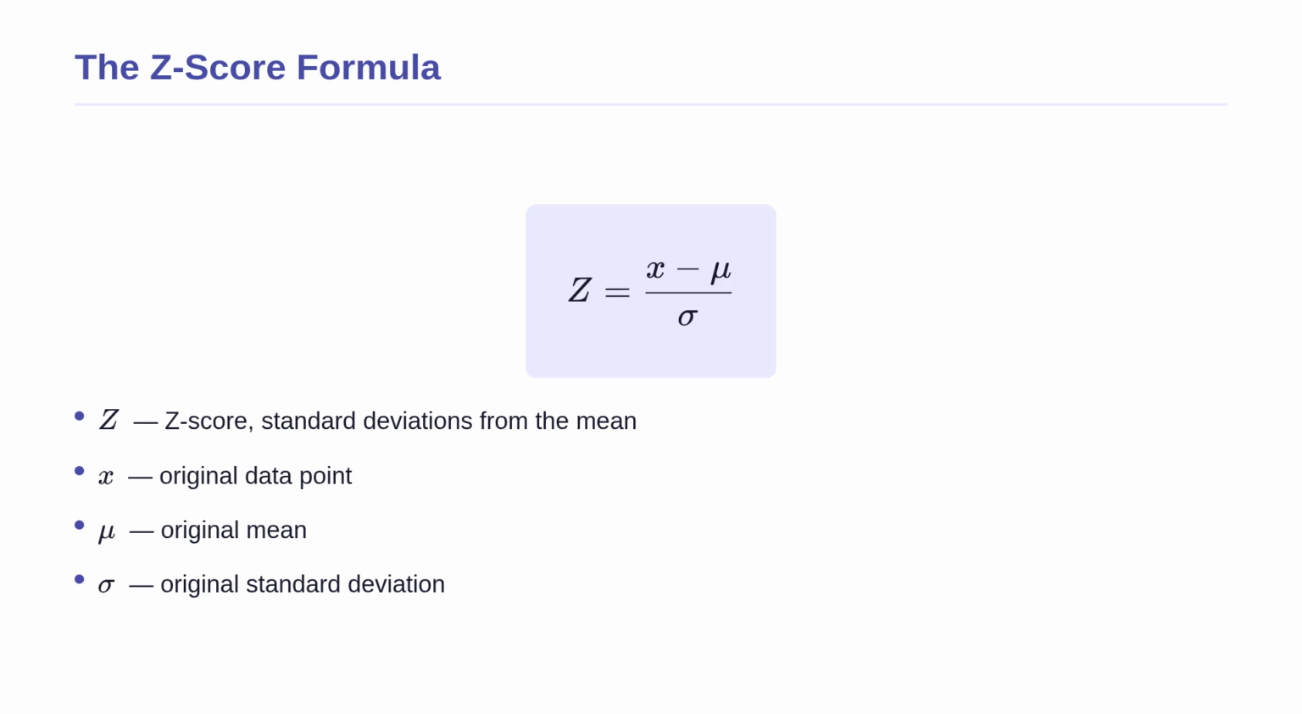A positive z means you are above average, and a negative z means you are below average. This simple transformation lets us compare completely different data sets on the exact same scale.